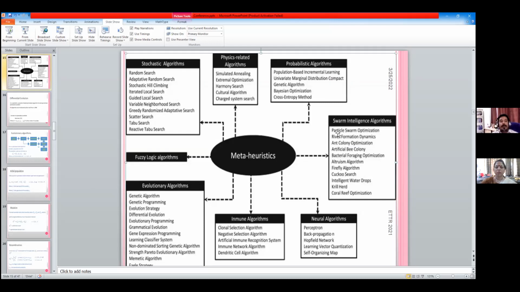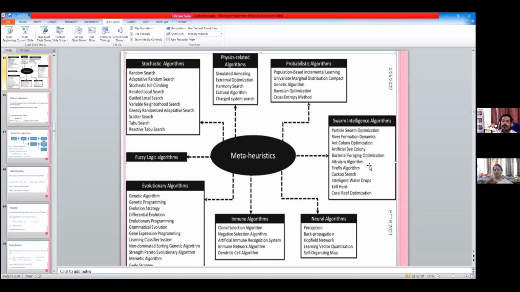Next, this is the swarm intelligence algorithm. In swarm intelligence there are particle swarm optimization, river formation dynamics, ant colony optimization, artificial bee colony, bacterial foraging, cuckoo search, firefly. Any animal or insect or fish, if you can study its behavior, be it marine or land animal, you can devise your optimization algorithm, because we know that nature works in an optimized way.